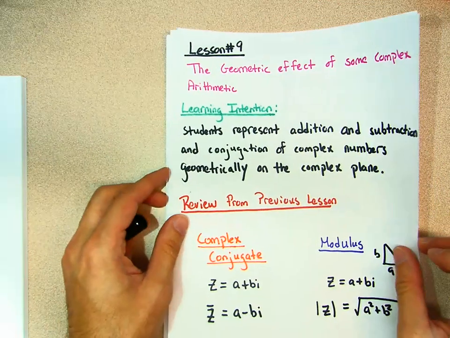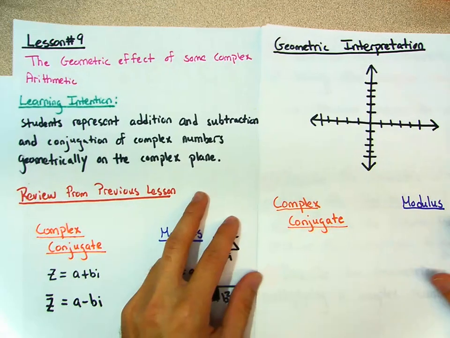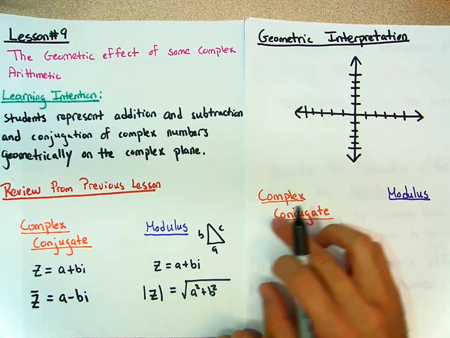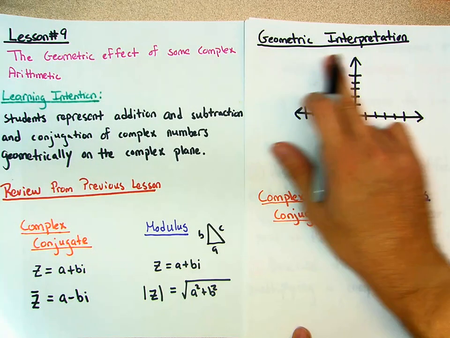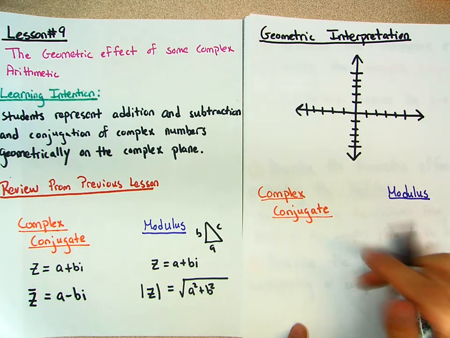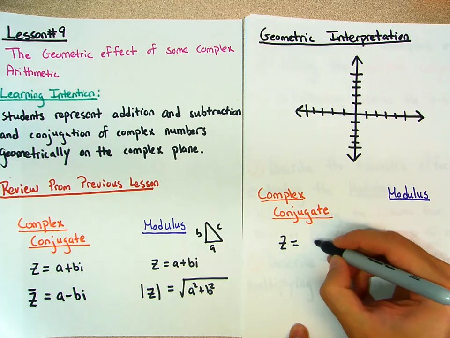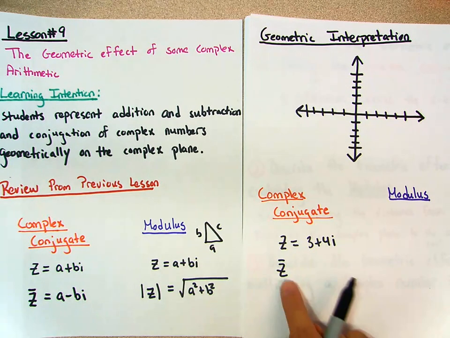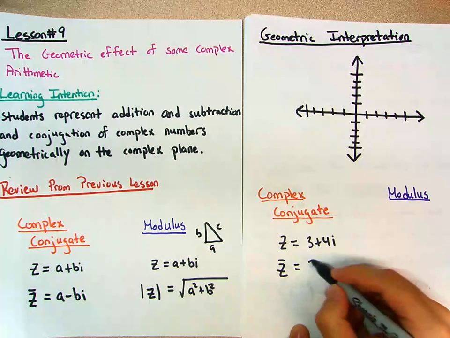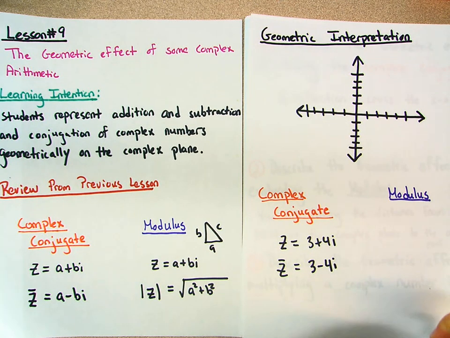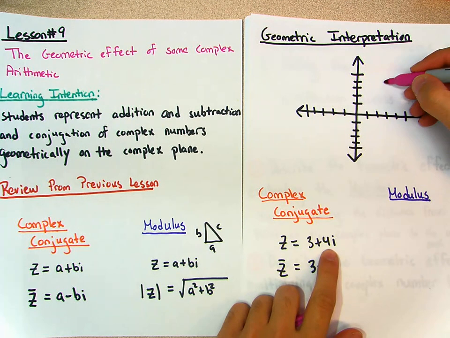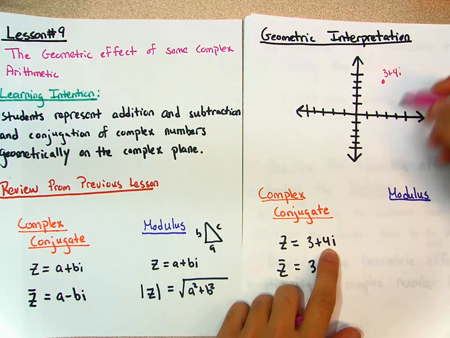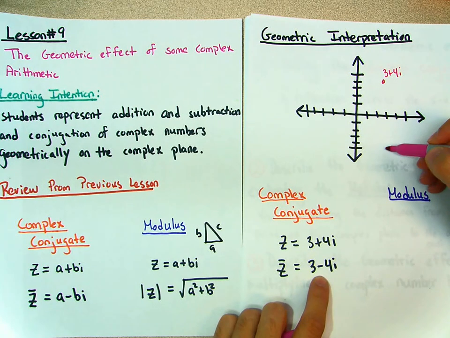Okie dokie. So let's go to the next part. Here, what does each concept represent geometrically on the complex plane? Like if I have z equal to 3 plus 4i, then z bar is the complex conjugate, so it's just 3 minus 4i. So let's say I put those 2 points here. If this is 3 plus 4i, where is it? Boom, here. This is 3 plus 4i. And 3 minus 4i would be, boom, right here, and that's 3 minus 4i, right?